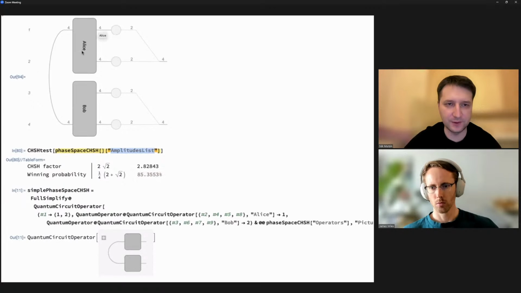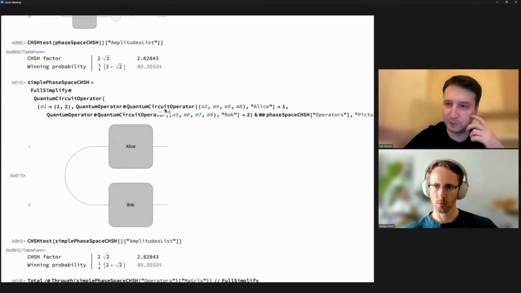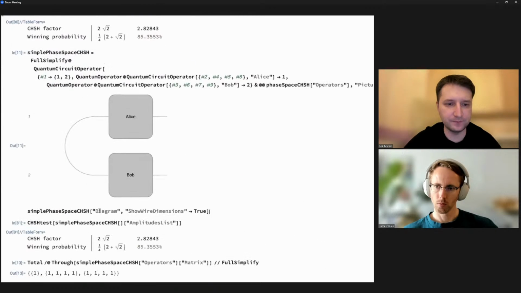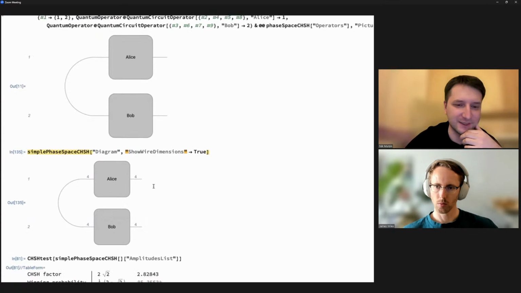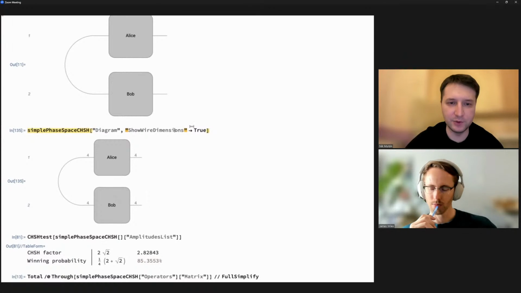And then we just combine all the measurements into a single wire at the end, reducing this whole setup into the simplest possible form, right? So I guess we can also show the wire dimensions. It's not the simplest. From this point, we're gonna make it a little bit more difficult. So this is the simplest phase space setup that the CHSH game can be reduced to, right?